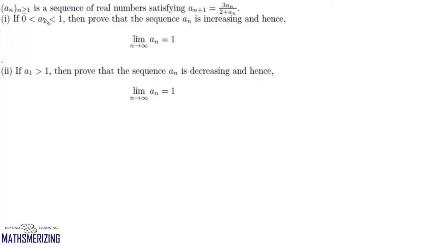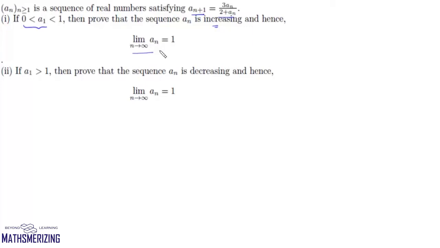Now here the question is: a_n is a sequence of real numbers satisfying a_{n+1} = 3a_n / (2 + a_n). We need to prove that if a_1 lies between 0 and 1, then the sequence is increasing, and if a_1 is greater than 1, then the sequence is decreasing. And hence we have to prove that the limit as n tends to infinity of a_n is equal to 1.